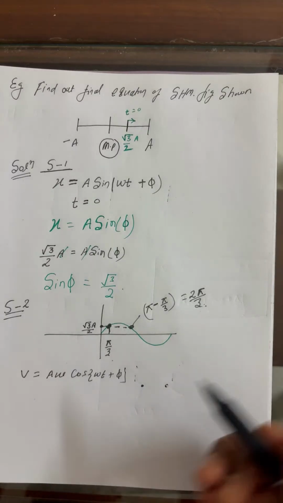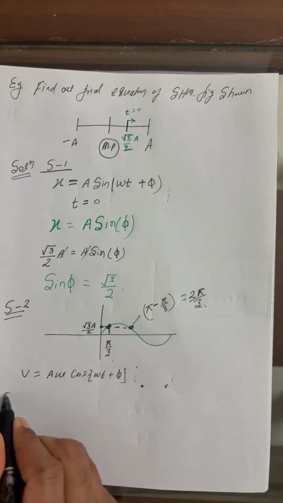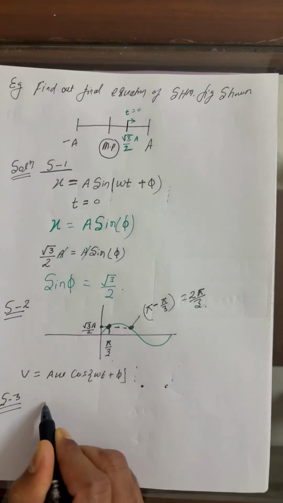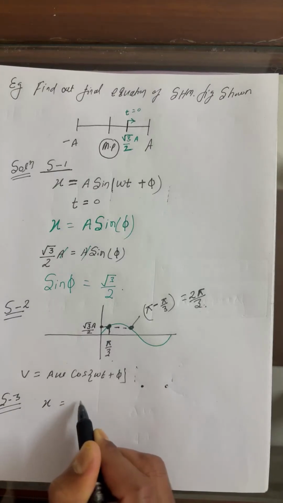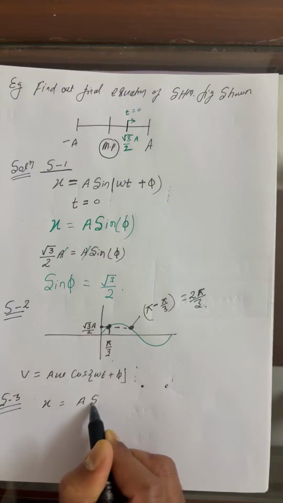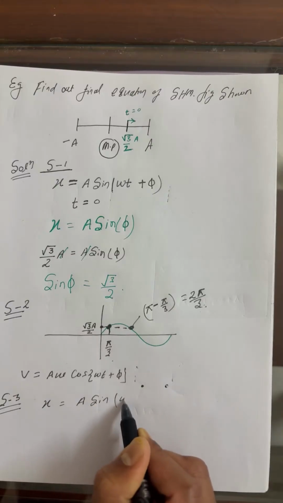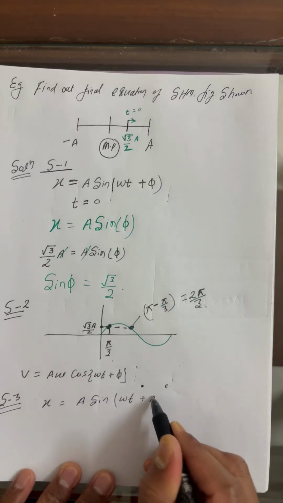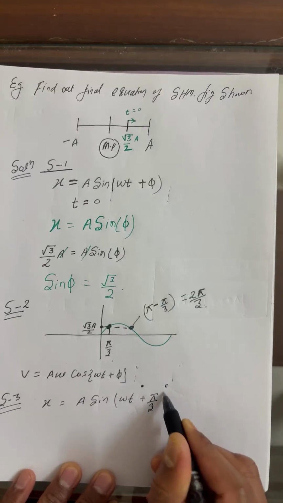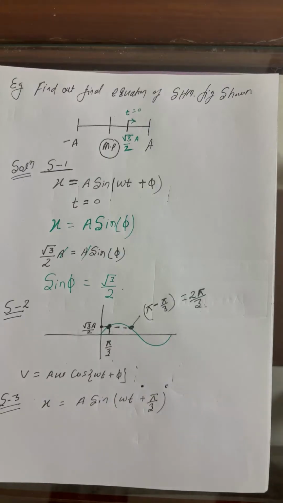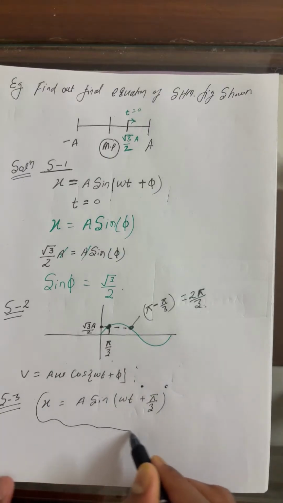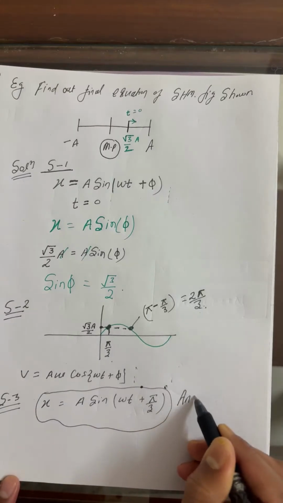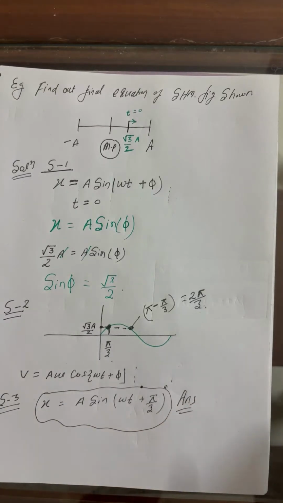So what is the answer you are supposed to write in step 3? x equals a sin(omega t plus pi by 3), because only in the first and fourth quadrants cos will be positive. So this is the answer for this question. I hope you got the solution of these questions.